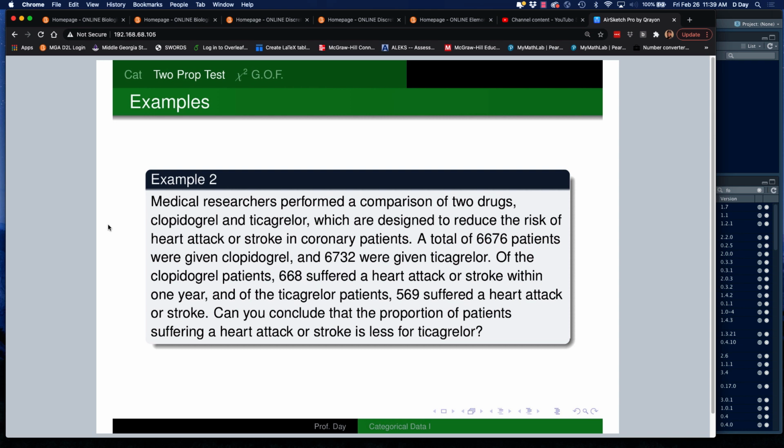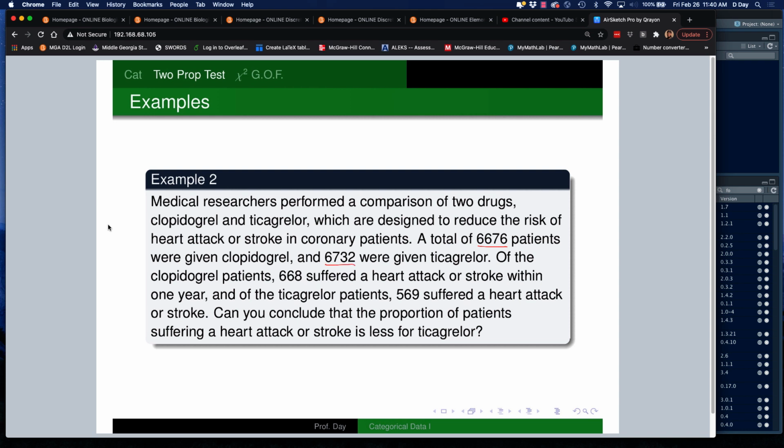So we're going to do a hypothesis test in this case. Medical researchers performed a comparison of 2 drugs, clopidogrel and ticagrelor, which are designed to reduce the risk of heart attack or stroke in coronary patients. All right, so they got these 2 different drugs. A total of 6,676 patients were given clopidogrel, and 6,732 of them were given ticagrelor.